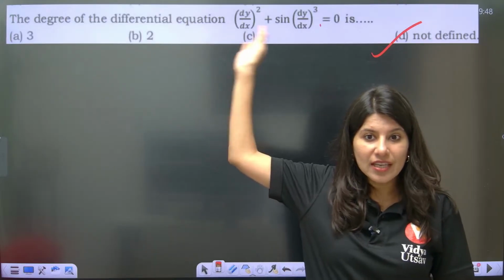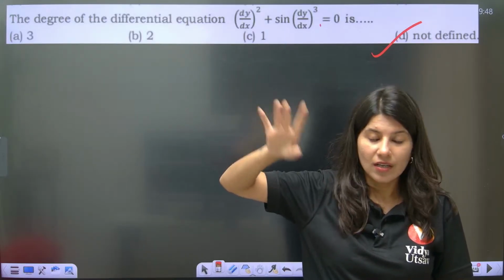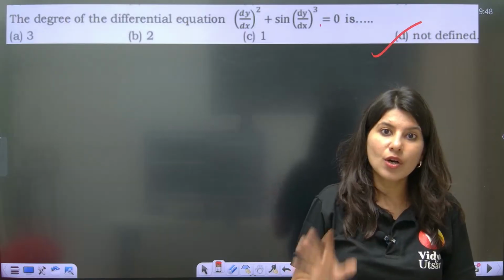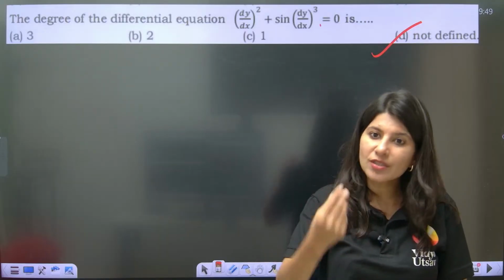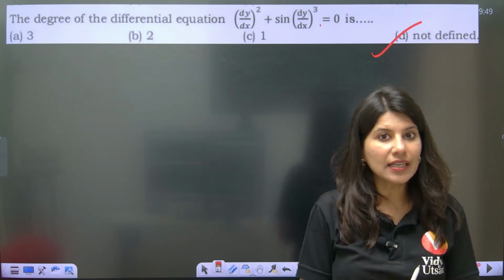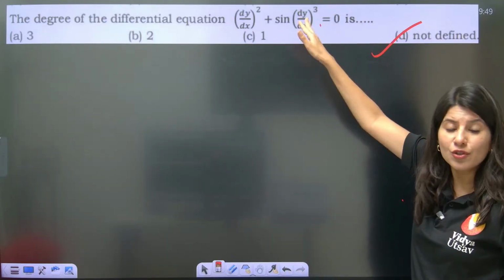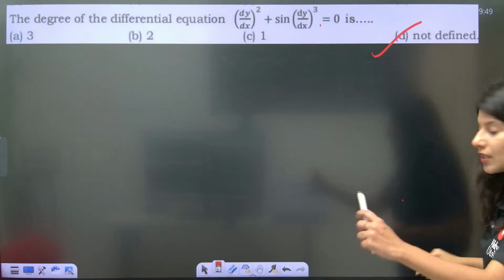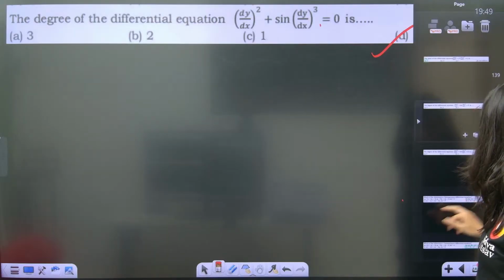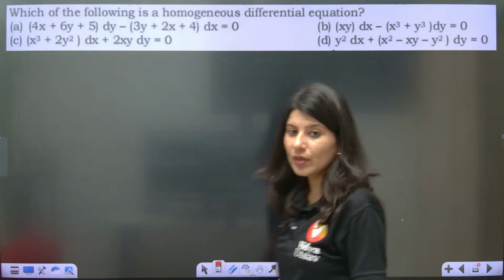The order of this equation is, I agree, 1. Order will always be there. If it is a differential equation, there will be some order. But degree is defined only if no derivative is stuck inside any particular function. Next question.